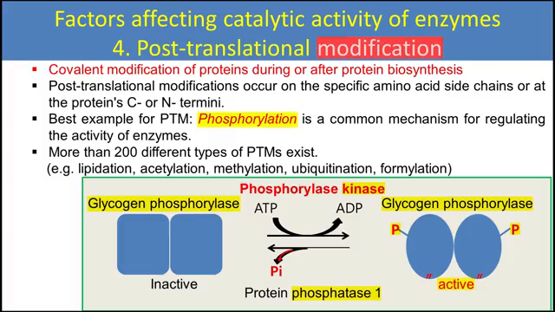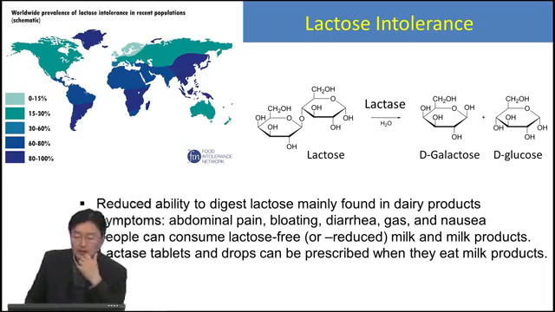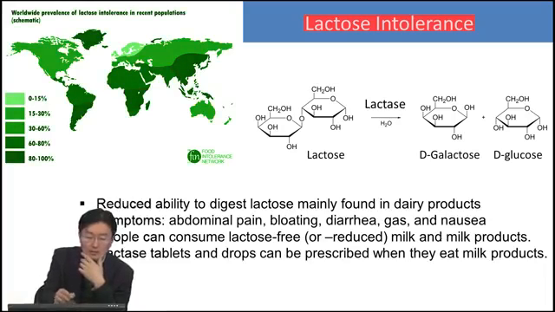And there are different types of post-translational modification identified. And among those 4 different factors, temperature, pH, cofactors, and post-translational modification can regulate enzyme activity. So in that sense, I'm going to introduce one medical symptom called lactose intolerance. We are looking at the world map showing that many human beings are affected by this symptom called lactose intolerance.